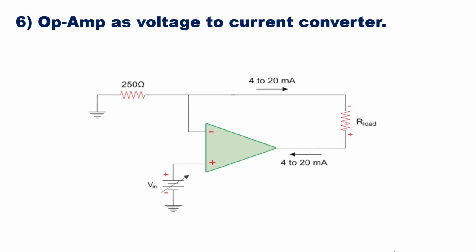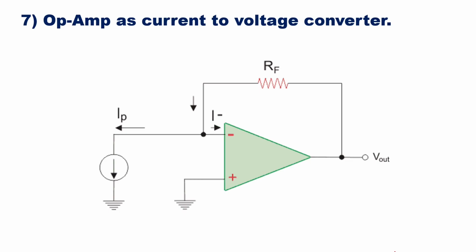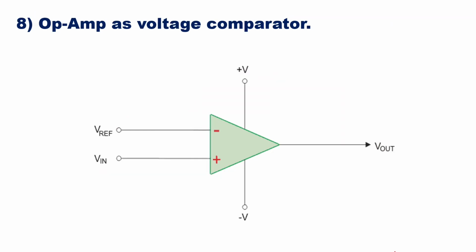Okay. Then you can use op-amp as voltage to current converter. Any input voltage can be converted into a current at the output. And similarly, you can have current to voltage converter. Any input current will be converted to output voltage. Then you can have op-amp as voltage comparator. Here there are two inputs, V in and Vref. So V in and Vref will be compared with each other, and the subtraction value of that will be the output. Okay. So you can use op-amp as a voltage comparator.